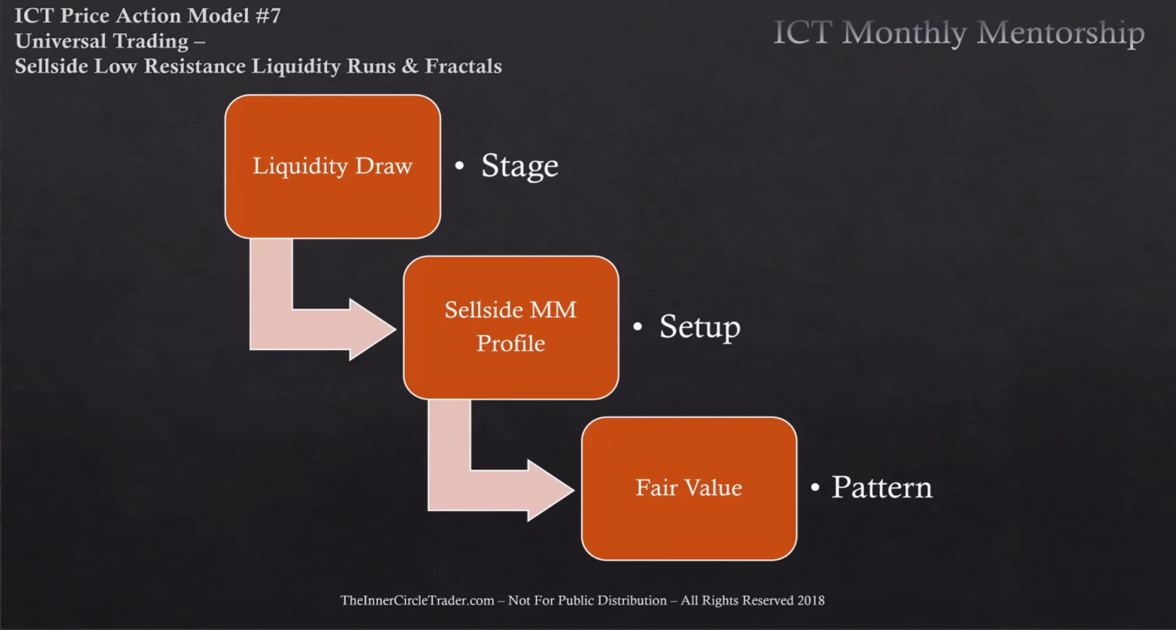Now, because we have two market maker profiles, we have a buy model and we have a sell model. Both have a sell side delivery. In other words, the portion of the model or profile that goes lower seeking liquidity. That's what we're going to be focusing on for our setups for this model. And the pattern itself is going to be referring to fair value as a simple go-to.